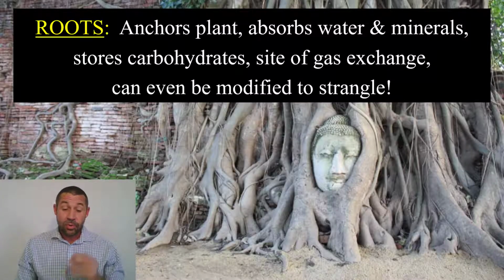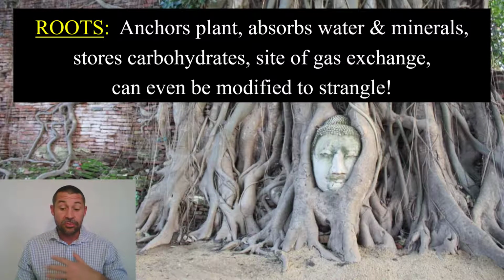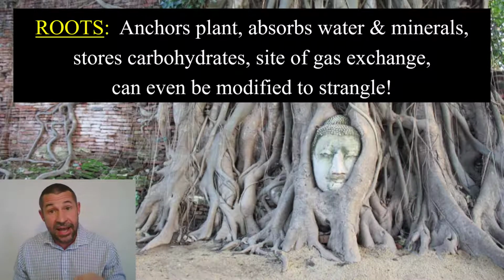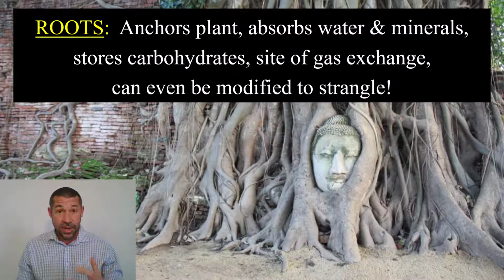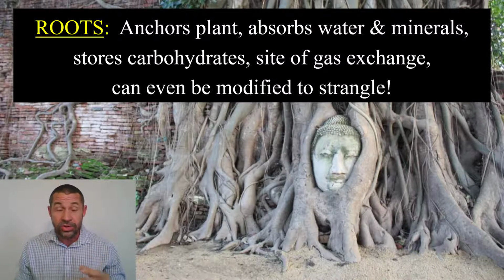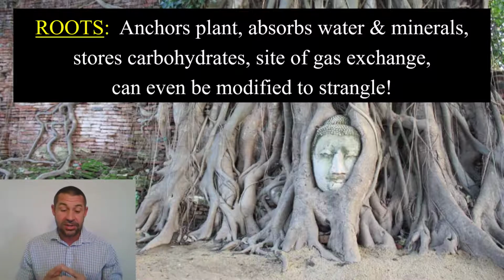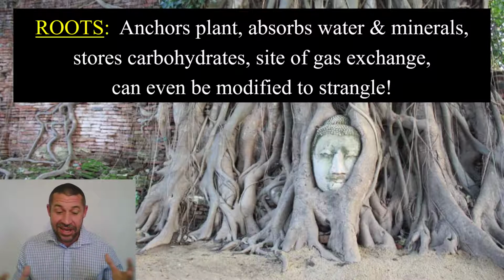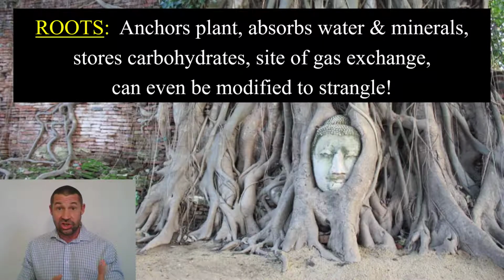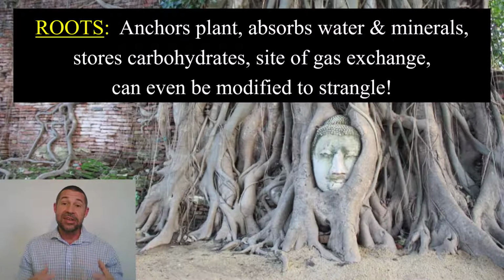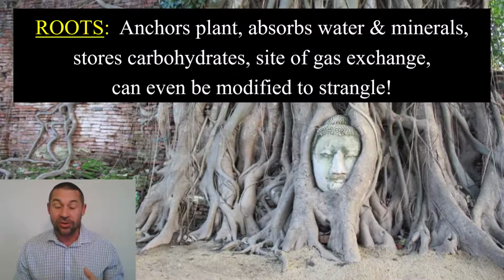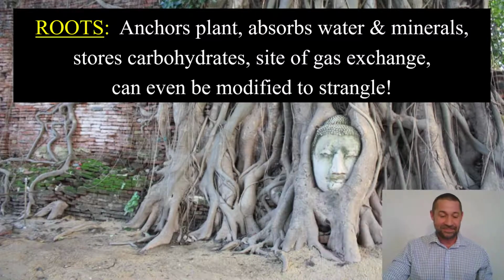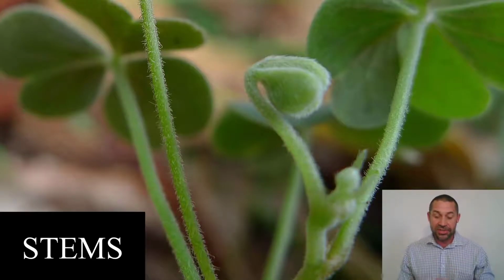So, in summary, roots can be modified to perform a whole host of functions. They anchor plants, like the taproots in dandelions. They absorb water and minerals using root hairs, and some plants are going to house mycorrhizal fungus. They store carbohydrates, like our carrots. They can be sites of gas exchange, like the pneumatophores, and they can even be modified to strangle, like in our strangler figs.